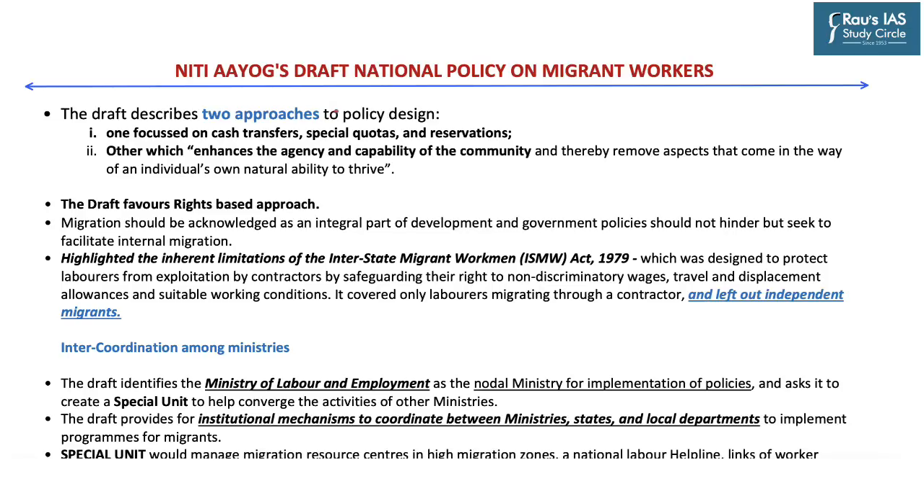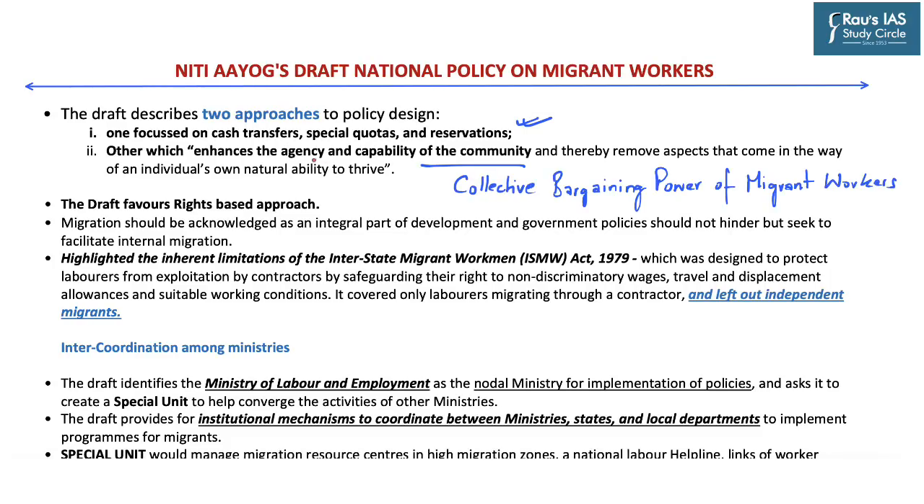NITI Aayog's draft national policy on migrant workers provides for two approaches. The first approach is focused on cash transfer, special quota and reservation for such migrant workers, whereas the other focuses on enhancing the agency and capability of the community, through which the collective bargaining power of the migrant workers will increase, thereby removing aspects which come in the way of an individual's own natural ability to thrive. So these are the two approaches provided by the draft national policy on migrant workers by NITI Aayog.